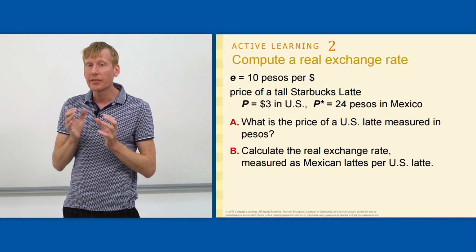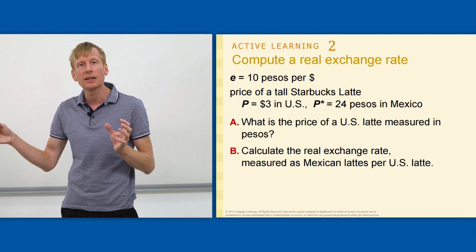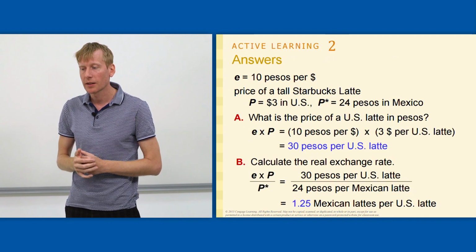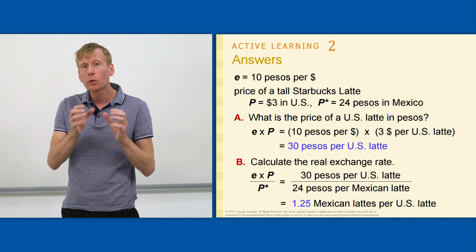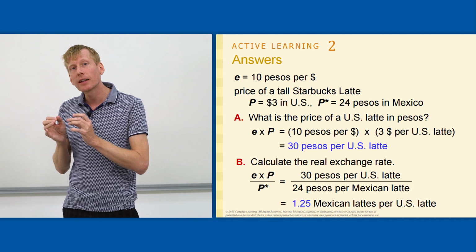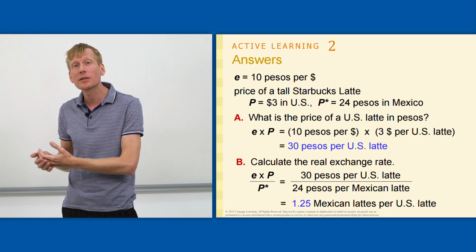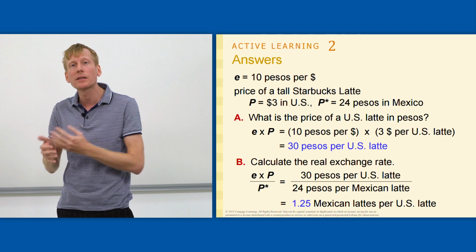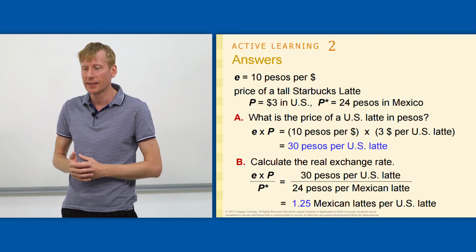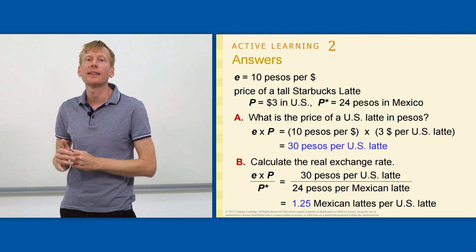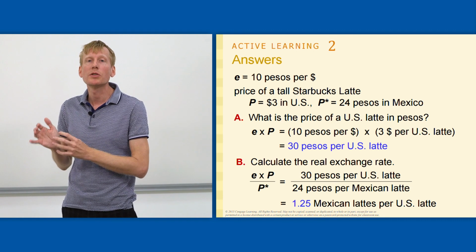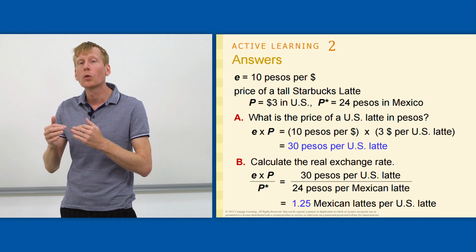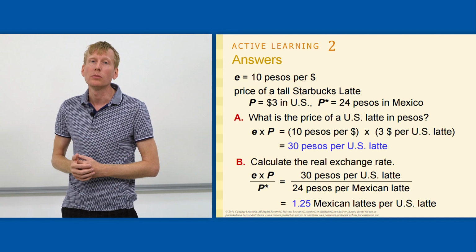And look at what the price of that US latte is for someone in Mexico who would want to exchange pesos for dollars in order to buy it. The price of the US latte as measured in pesos would be $3 times 10, since they would need to exchange 10 pesos for each of those dollars. They would need to exchange 30 pesos to get $3, which they could use to buy 1 US latte. Now, the price of that latte in Mexico in actual pesos was 24. So that real exchange rate would be 30 over 24, or 1.25.